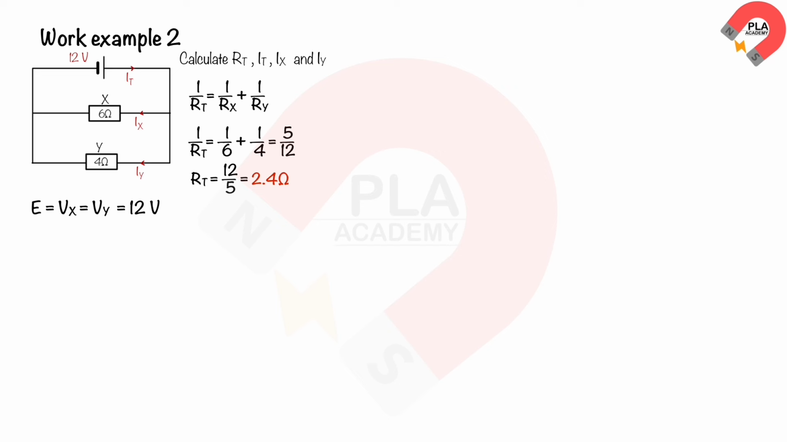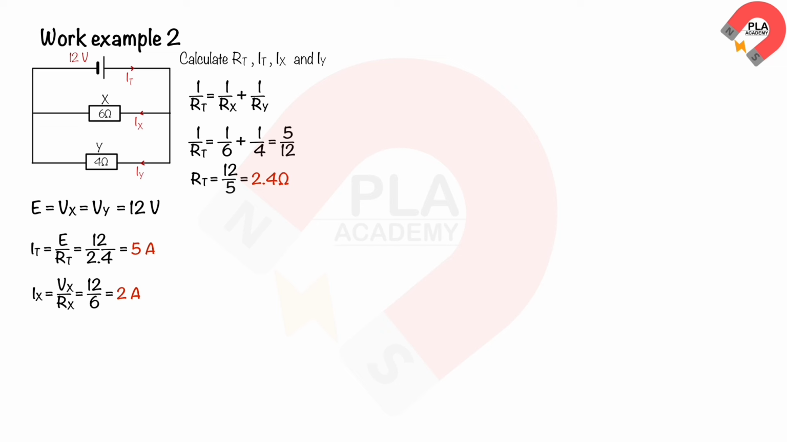Calculate IT using the following equation. IT equals E over RT. Substitute EMF equals 12 and RT equals 2.4. So, IT is 5 amperes. Calculate Ix using the following equation. Ix equals Vx over Rx. Substitute Vx equals 12 and Rx equals 6. So Ix equals 2 amperes.